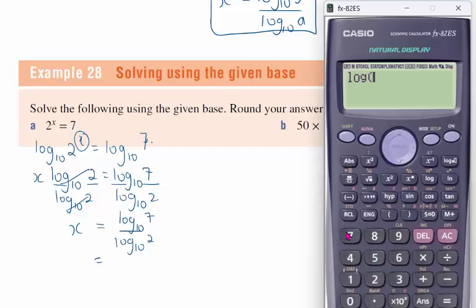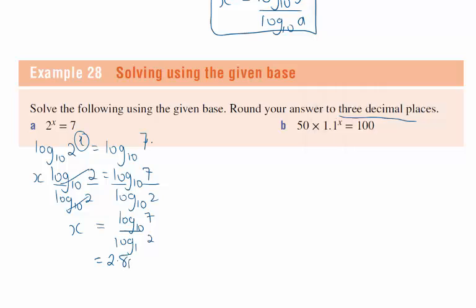Log 7 divided by log 2. So we'll write that down, 2.807354927, and it's to 3 decimal places, which is 1, 2, 3. Look at the next number, 2.807, and we tell people what we're going to. Excellent.